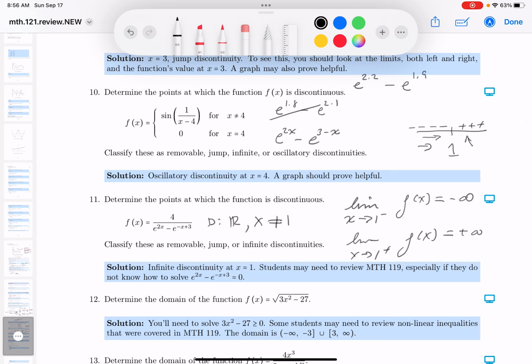What do we have here? Definitely an infinite discontinuity. All right, let me take a look, make sure it's written down. Infinite discontinuity there. You may need to review this over here to figure out why that's the case, by the way. All right? What do you mean by that? Your 119 material. Thank you.